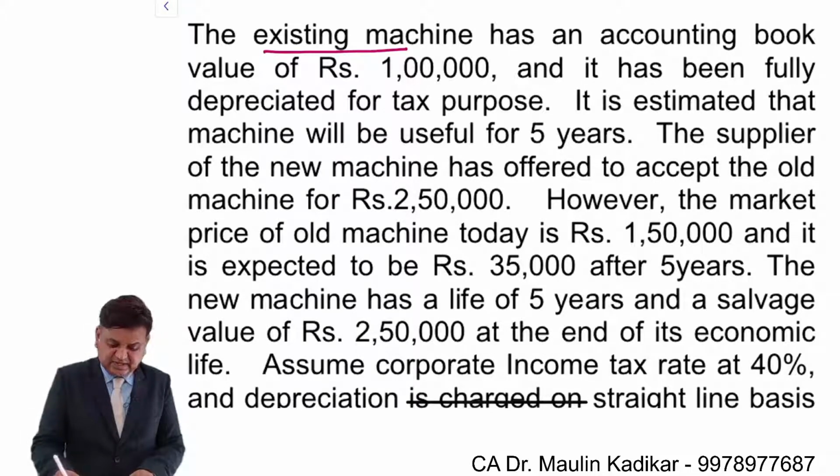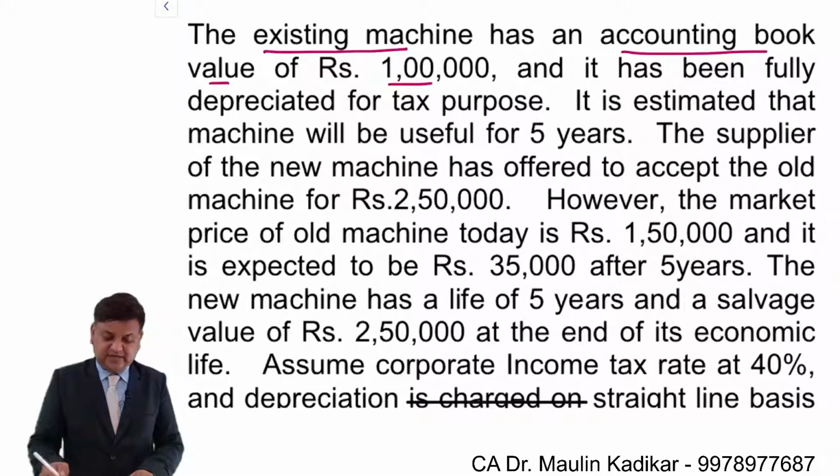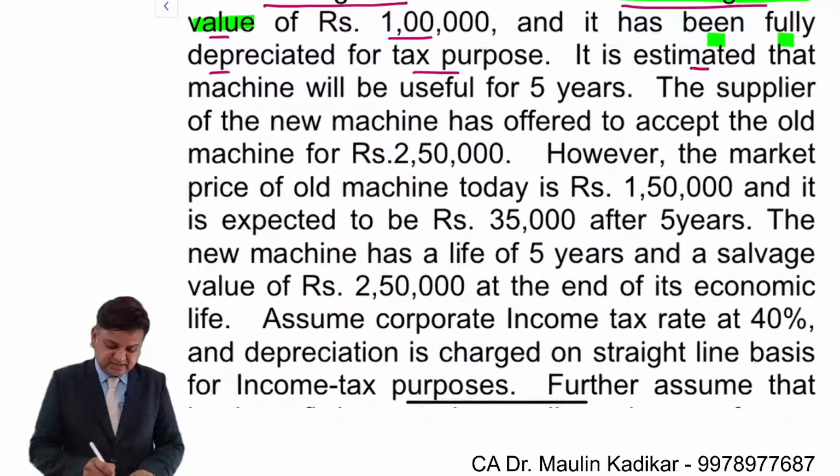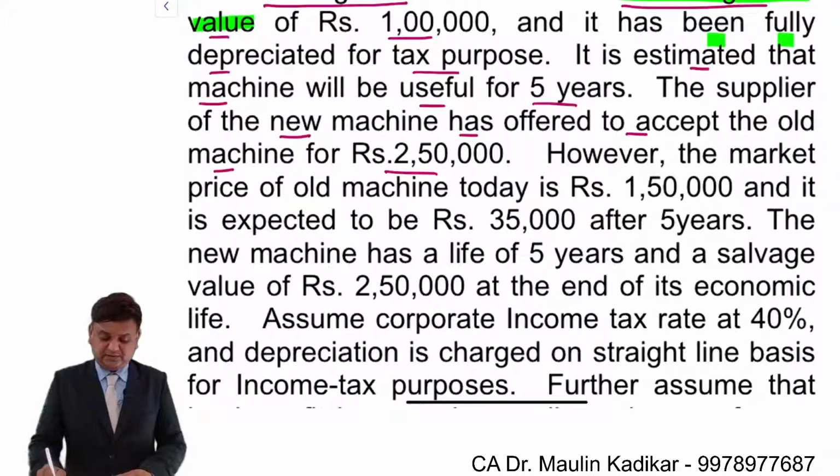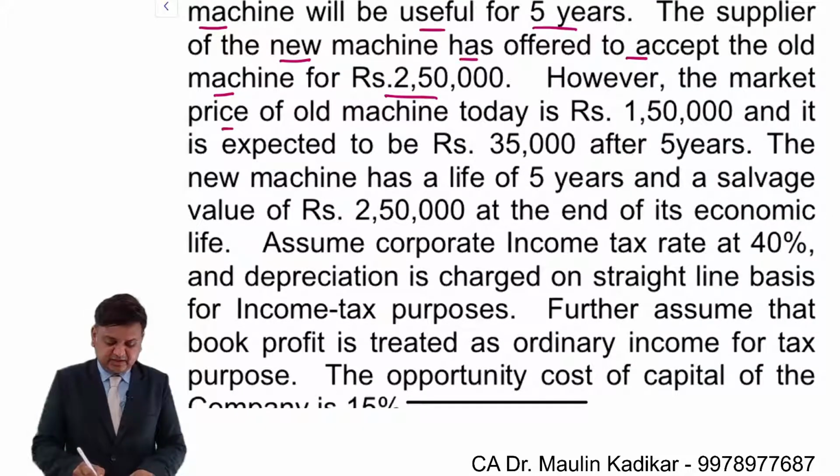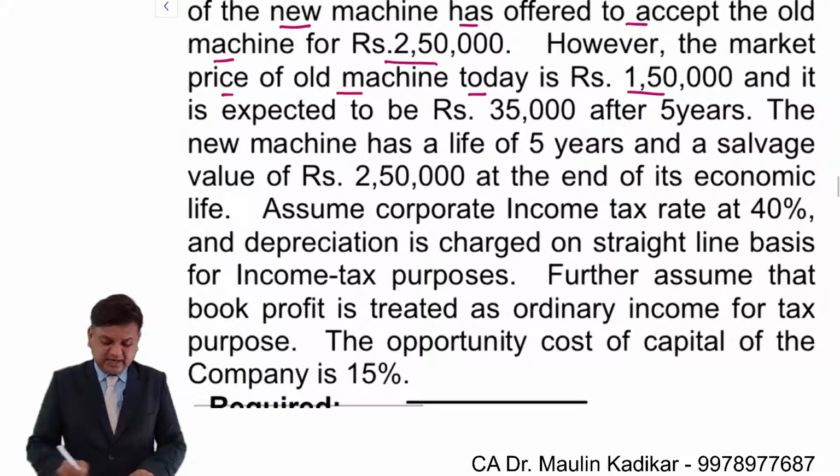The existing machinery has an accounting book value of rupees 1 lakh. So the accounting book value information is given to us. And it has been fully depreciated for income tax purposes. It is estimated that the machinery will be useful for 5 years. The supplier of the new machinery has offered to accept the old machinery for 2,50,000. However, the market price of the old machinery today is 1,50,000, and it is expected to be 35,000 rupees after 5 years.